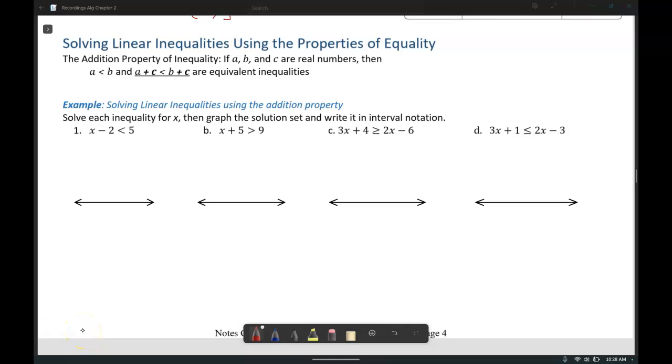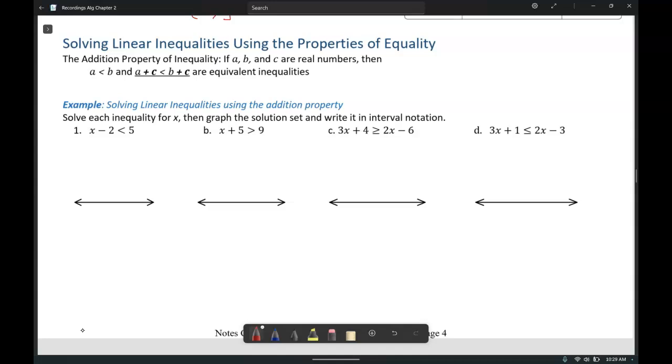Let's continue with our introduction to solving linear inequalities. The addition property of inequalities is going to be pretty much identical to the addition property of solving equations, and you'll find that we can add or subtract whatever we want to both sides of our inequality, and it remains an equivalent inequality. So let's go ahead and follow that same process.